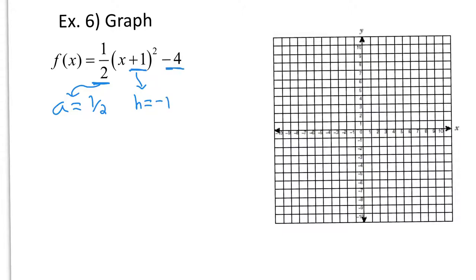And your k value is the one at the end. Never change the sign, okay? So we have k equals negative 4.